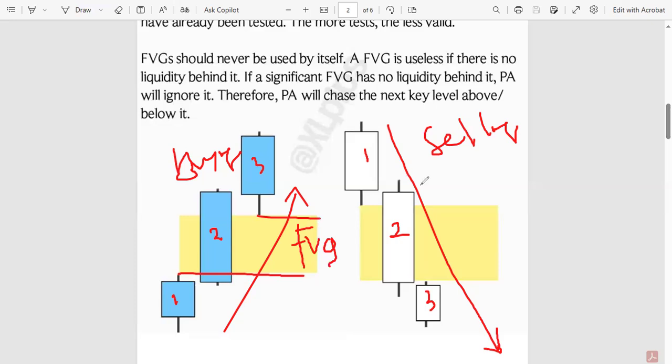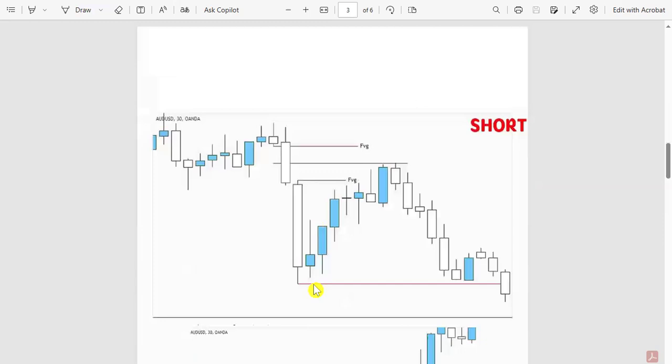Again, when we're in a bearish move or we are looking for sells, you can see we mark from the low of the first candle and on the high of the third candle. If you have a gap like here, this becomes your fair value gap. Very nice, so you can see simply how we mark the fair value gap. So let's check the examples from the charts on how we can mark fair value gaps and how we can use them.